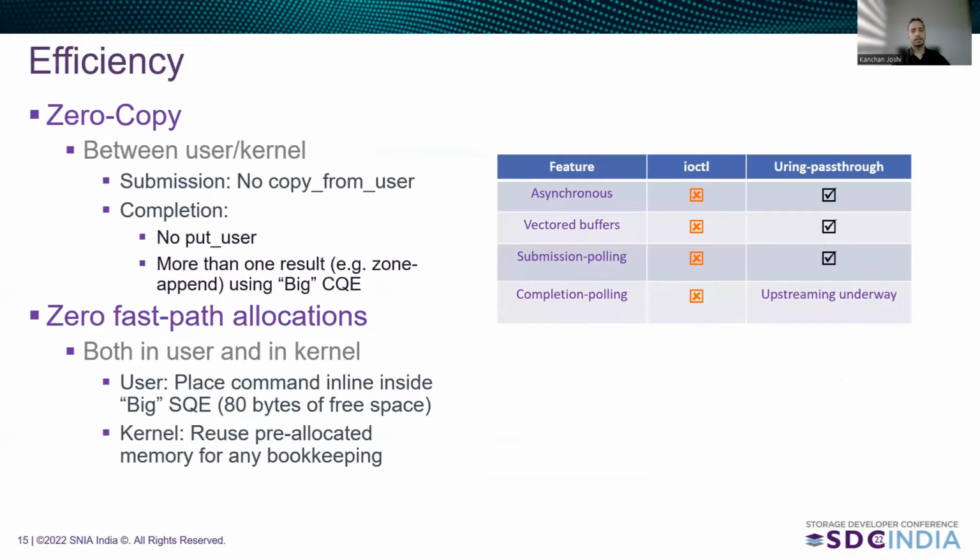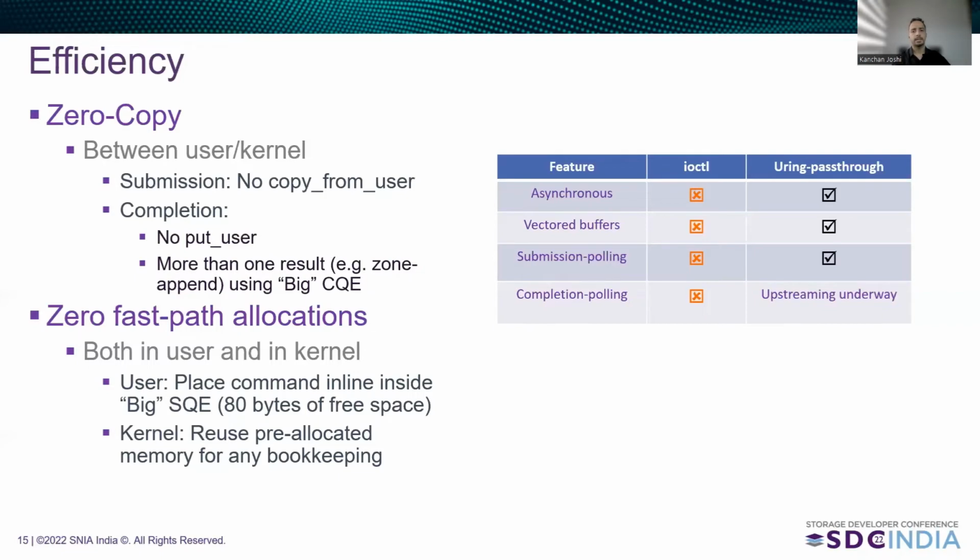So this path is a zero copy between user and kernel. During submission, the kernel doesn't copy from user, as the command is placed inside the SQE, which is shared memory. And completion also happens via the shared CQ memory, so no put_user overhead. The second is that there is no allocation in the IO path, both on the user side as well as in the kernel. Big SQE of the io_uring gives 80 bytes of free space that the application can use, and the kernel uses pre-allocated memory for any bookkeeping that is required for asynchronous processing.